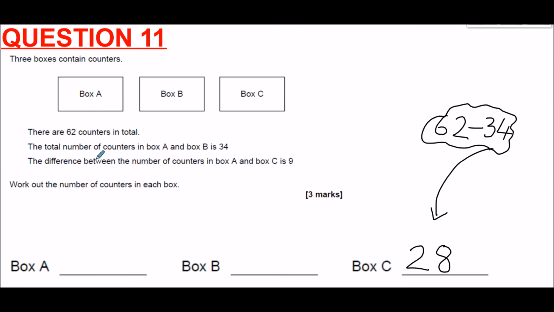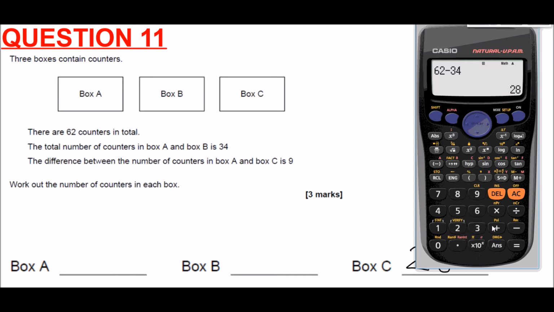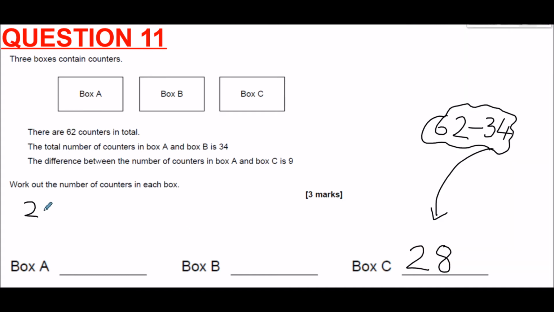The next thing it says is that the difference between the number of counters in box A and box C is 9. It doesn't say if box A has 9 more or 9 less, so what we could do is just try both options. So maybe it's 9 more. Now if there were 9 more in box A, there'd be 28 plus 9, which is 37. But there's also 28 in box C, which we just worked out. So box A and box C come to 65, but there's only 62 counters in total. So there can't be 9 more counters in box A, therefore it must be 9 less. So it'll be 28 take away 9, which is 19.